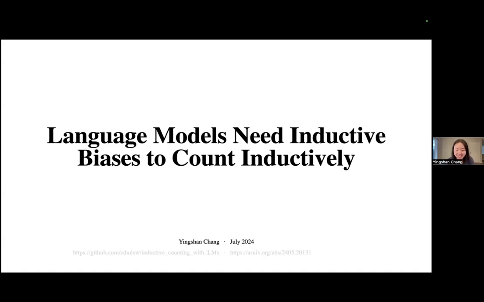Yingshan. I'm a third-year PhD student at Carnegie Mellon University. My research focus lies in understanding language models, especially in terms of how they perform reasoning, generalize in non-trivial ways, and how they can be interpreted mechanistically. So today I'm going to talk about my recent work. The title is Language Models Need Inductive Biases to Count Inductively.